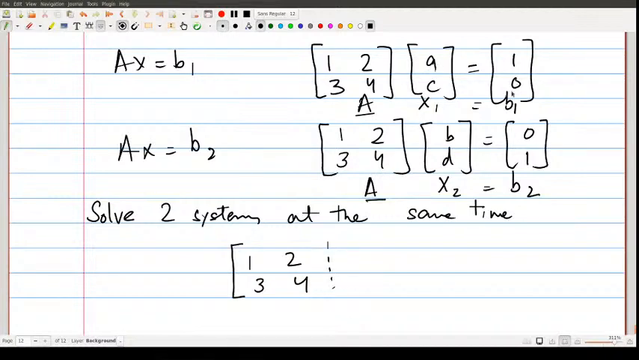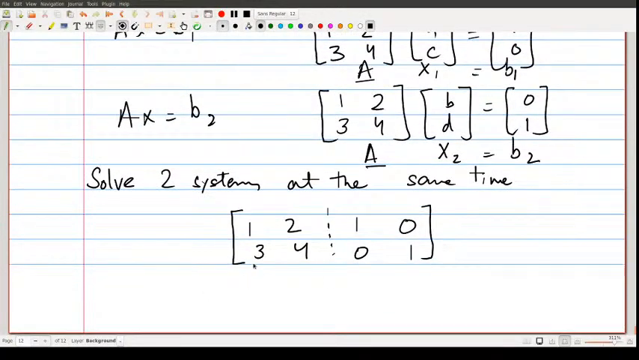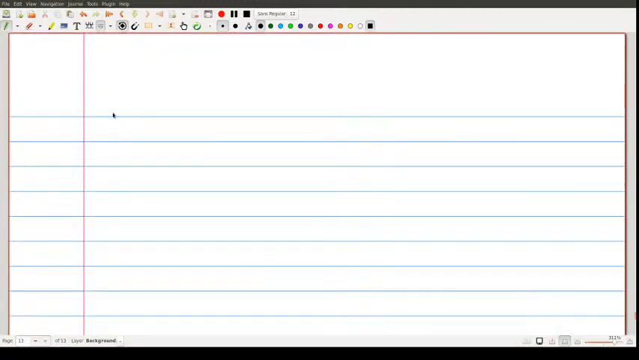Augment the first right hand side, which is (1, 0), and augment the second right hand side, which is (0, 1), right? Now apply Gaussian elimination, and we're going to go one step further from Gaussian elimination and do Gauss-Jordan elimination, and we'll see what that is in a bit. So the idea is: 1, 2, 3, 4, augmented with 1, 0, 0, 1.